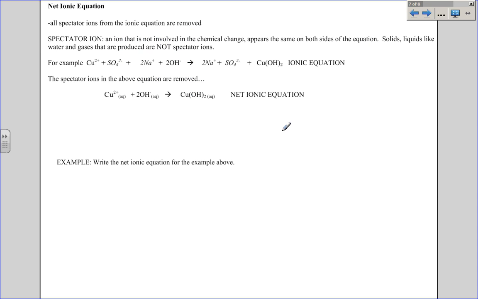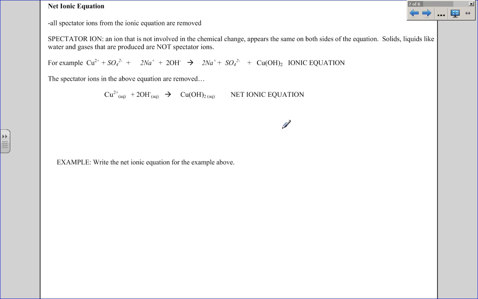Now in a net ionic equation, what we're doing is focusing on what has been involved in the chemical change that has occurred. What we're going to do is we're going to remove what are called spectator ions from the ionic equation in order to focus on what substances have changed and which ones are involved in the chemical reaction. A spectator ion, much like a spectator at a basketball game, is something that is simply watching the chemical change occur. They're not involved in the chemical reaction. They're the same before and after the reaction has occurred.